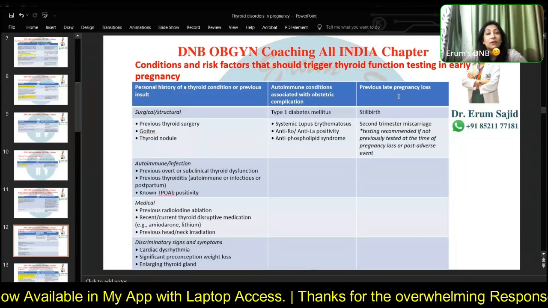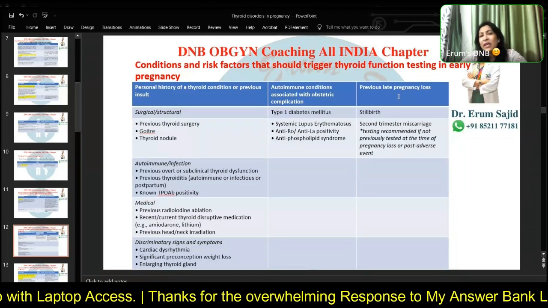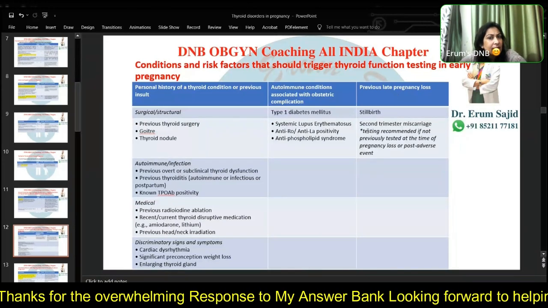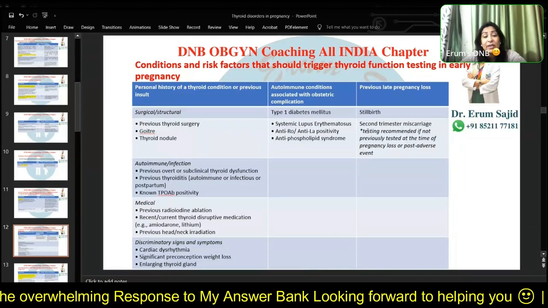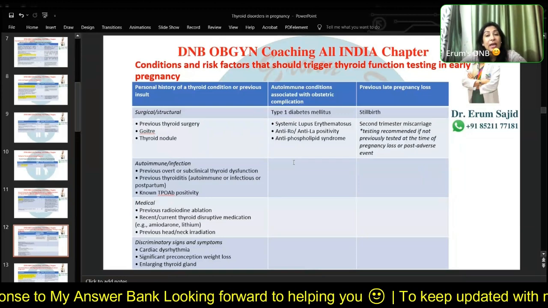Lithium is thyroid toxic. It actually is a disruptive medication for thyroid hormone, right? Then, of course, if she has signs like cardiac dysrhythmias or preconceptional weight loss or enlarging thyroid glands, these are all suspicious for thyroid dysfunction.